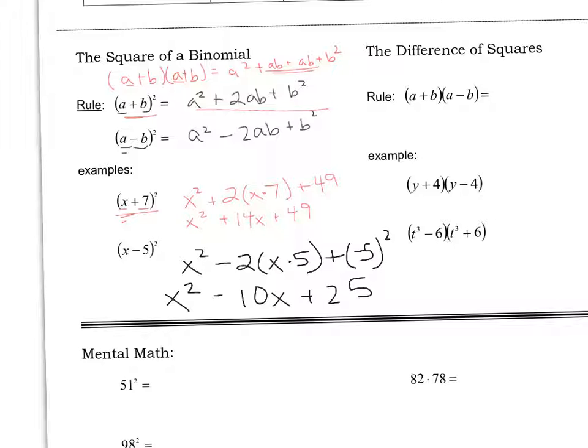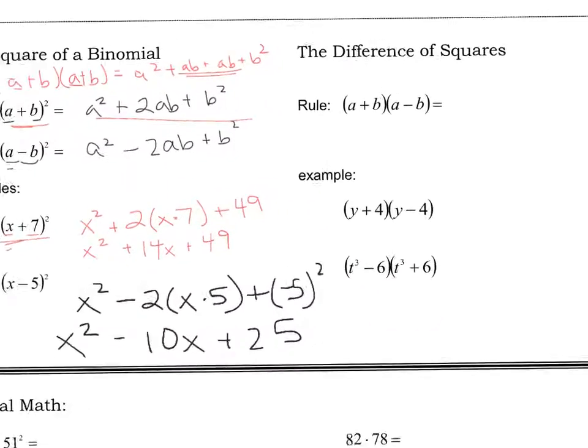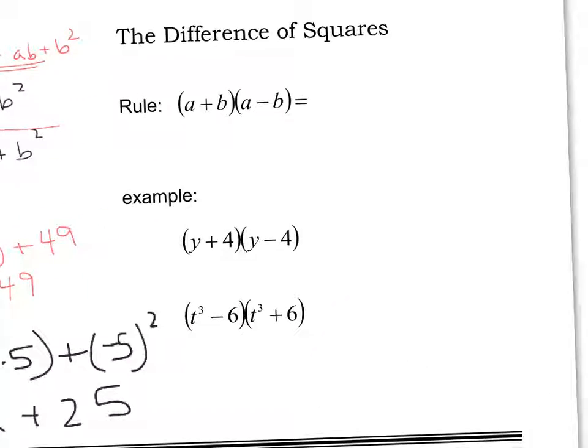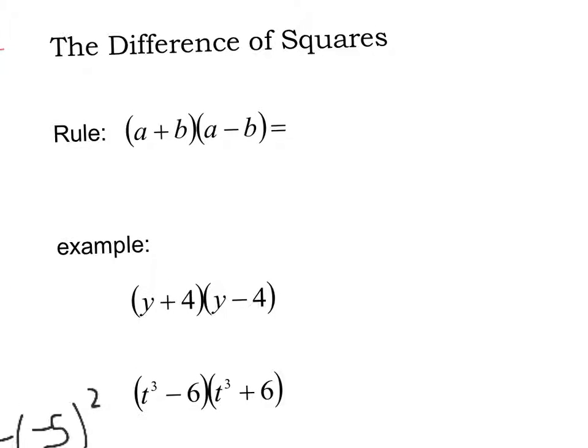You also have the difference of squares. So if you have a plus b times a minus b, notice the a's are the same and the b's are the same, but the only difference is the signs are different. This simplifies to a squared minus b squared. Now you can FOIL it out on your own to prove why that's true.